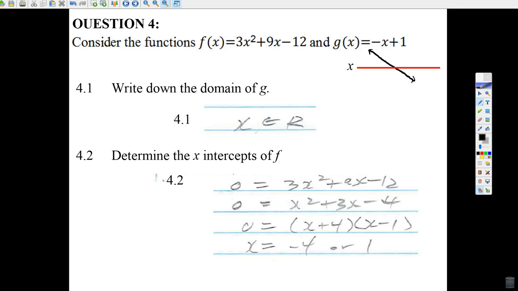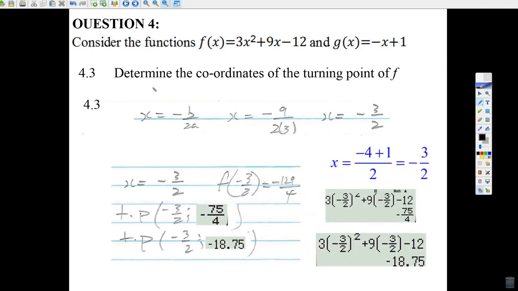But it's easier to divide by 3 and put 2 brackets. x times x is x squared. 4 times minus 1 is minus 4, and plus 4x minus 1x is plus 3x. And so that's why x is minus 4, because minus 4 plus 4 is 0, and 1 minus 1 makes it 0. So there are your answers here.